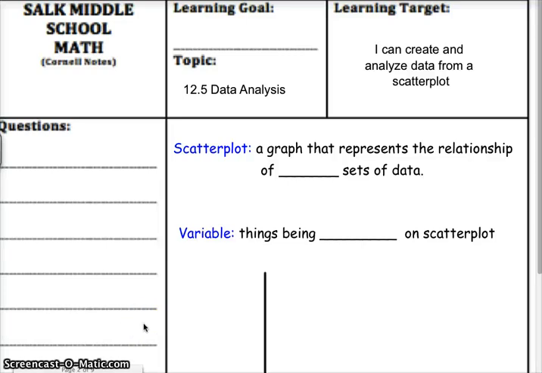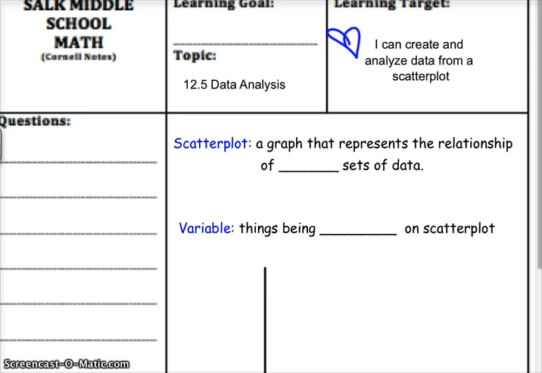We are on our last section of our data analysis unit. You are going to be able to create and analyze data from a scatter plot. So you need to know what a scatter plot is. I think of the root word scatter, and I think all around. A scatter plot is just a collection of random points. It's a graph that represents the relationship of two sets of data.